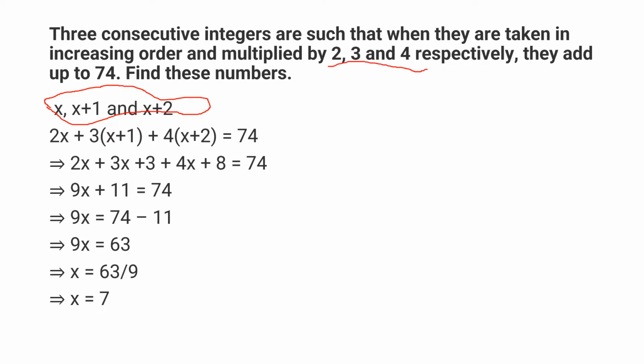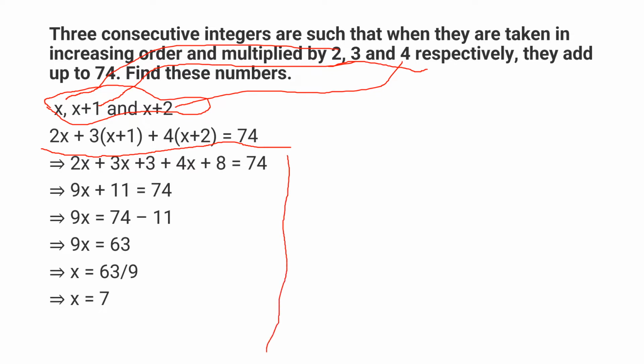They are saying 2 should be multiplied by x, then the next number should be multiplied by x plus 1, and the next number should be multiplied by x plus 2. And when we are done with multiplying by 2, 3 and 4, you have to add them and put the result equal to 74. Be careful while solving the brackets and solving the equation. So on solving, you get x as 7.